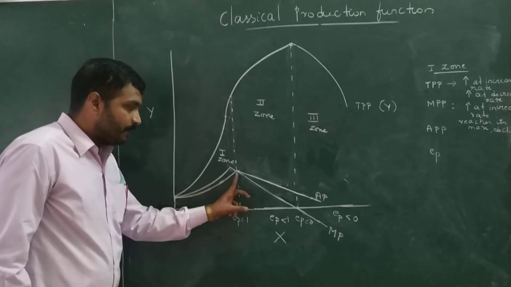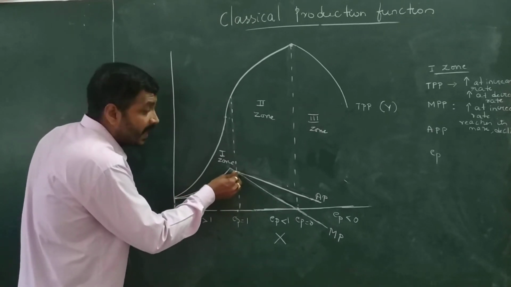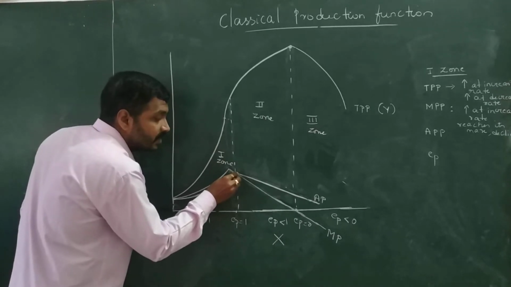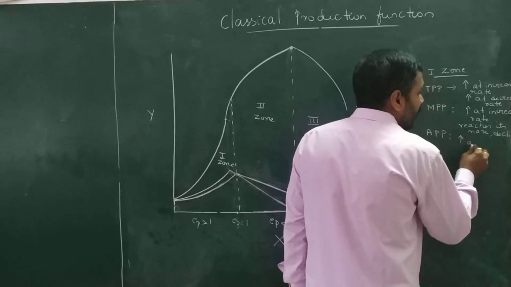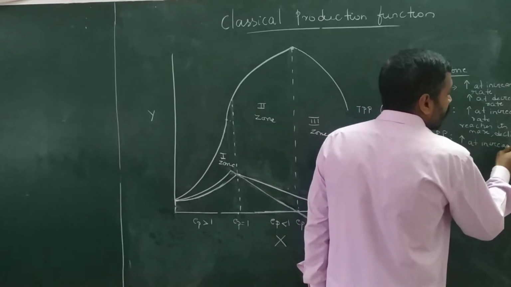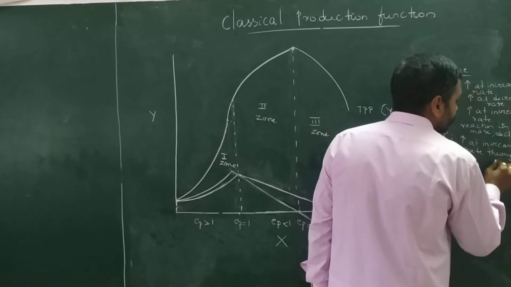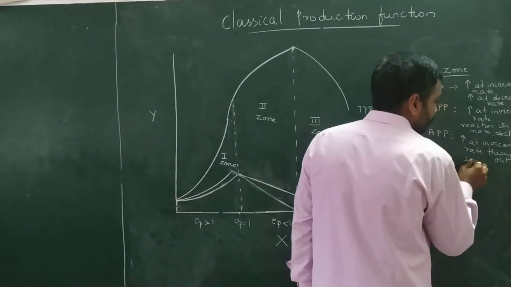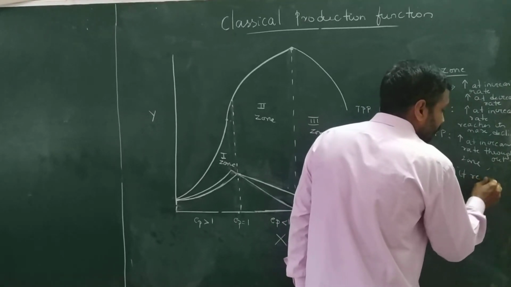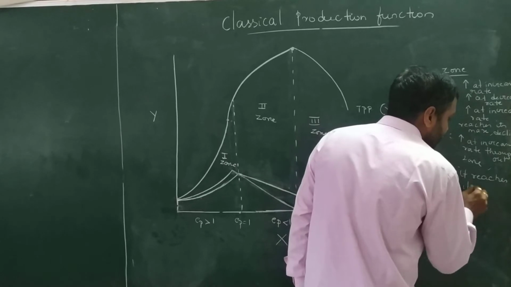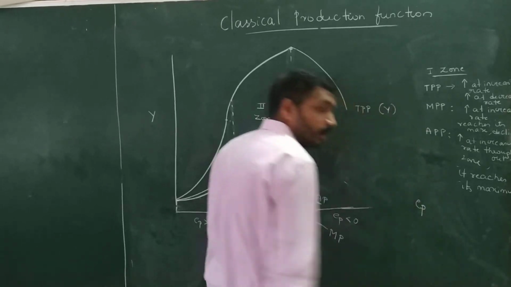Now if we consider APP, you can see here APP increases throughout the zone. At the end of the zone, it is going to reach its maximum. APP increases at increasing rate throughout the zone. Then it reaches its maximum.